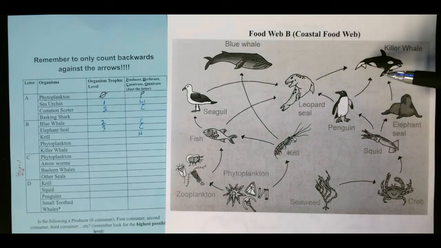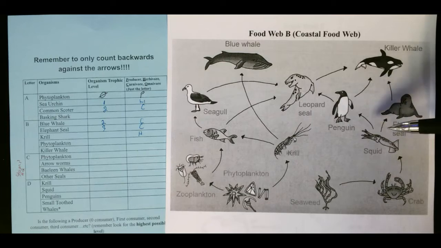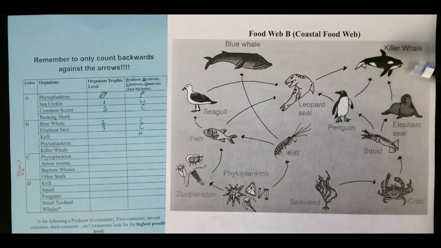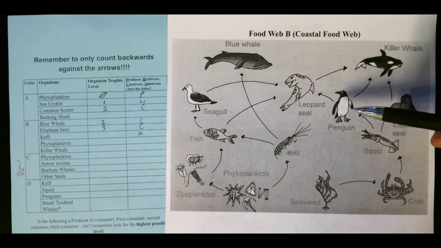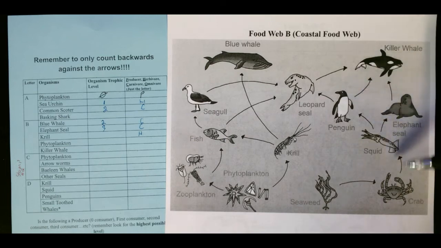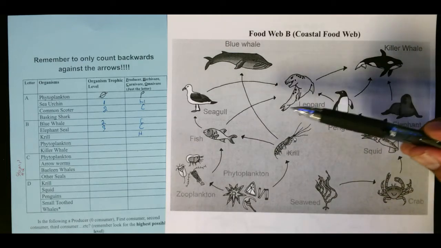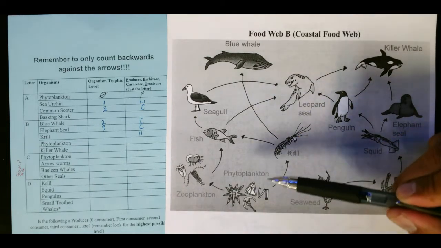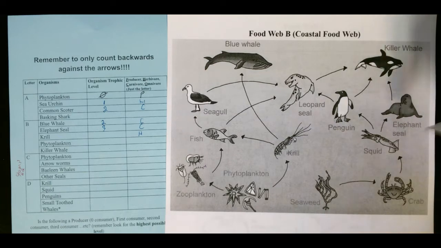So let's try this one. So I can go back 1, 2, 3, 4. Okay, so that's 4. Let me try the other way. 1, 2, 3, 4. That one also leads me to 4. Okay, what about this one? 1, 2, 3, 4. Okay, there's another path I need to take a look at.